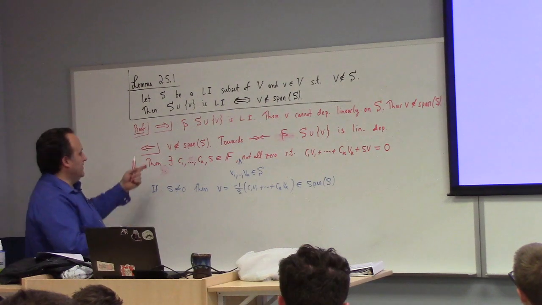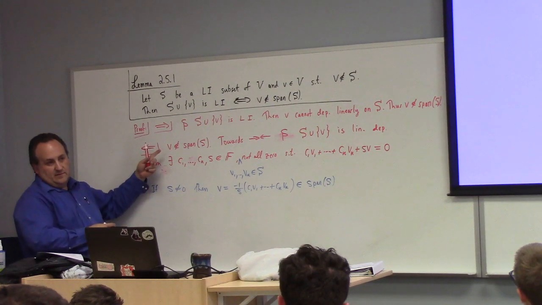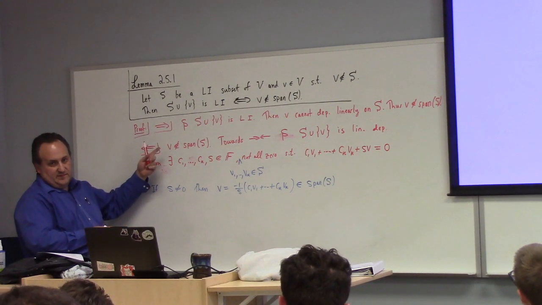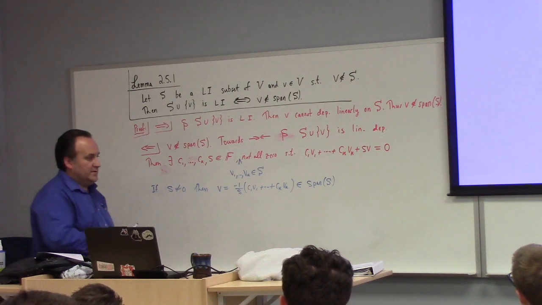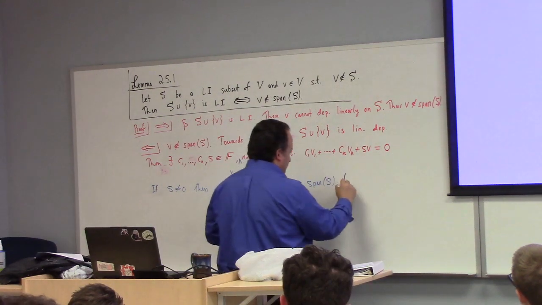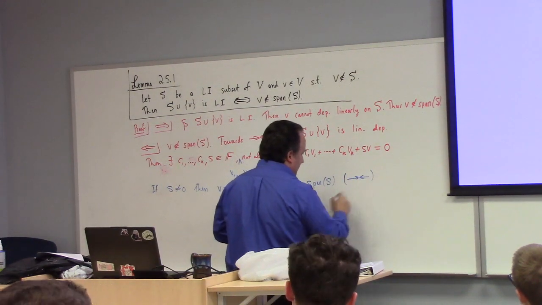But what did we suppose at the start of this? V is not in the span of S, right? So this is a clear contradiction to the assumption of the converse direction of the proof. This is a contradiction, right?